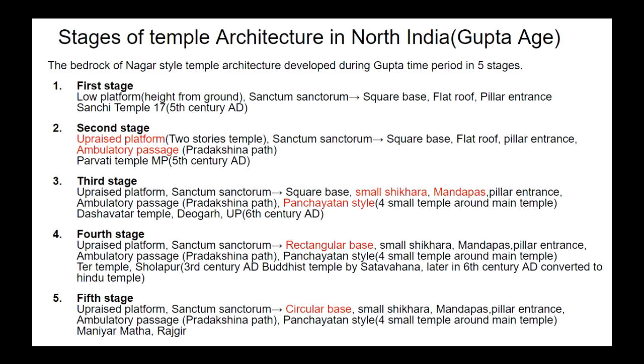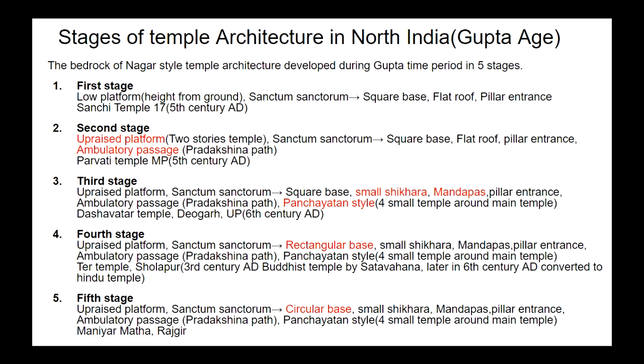Then in the third stage, we found upraised platform, sanctum sanctorum with square base, small sikhar, mandapas, pillar entrance, ambulatory passage or pradikshina path, and Panchayatan style, which is the addition of four small temples around the main temple. The example of third stage temple architecture is the Sautar temple at Devgarh, UP. It was built around 6th century AD.